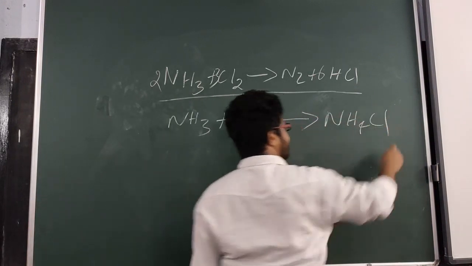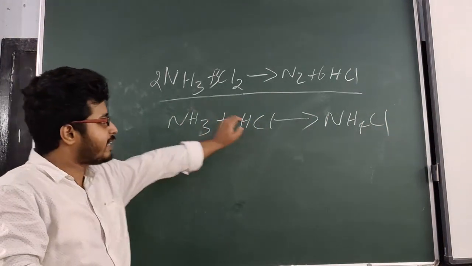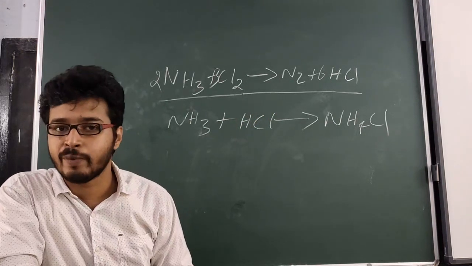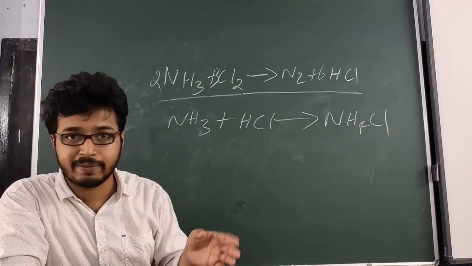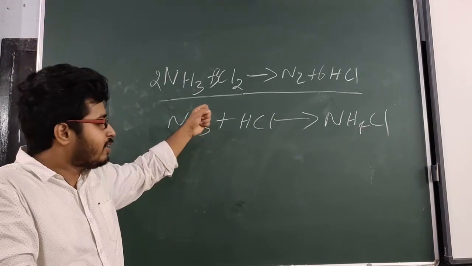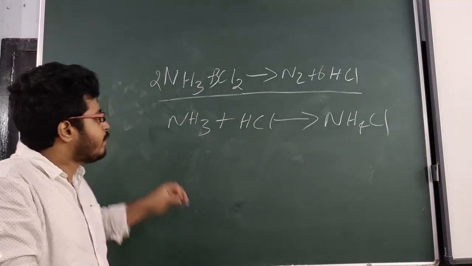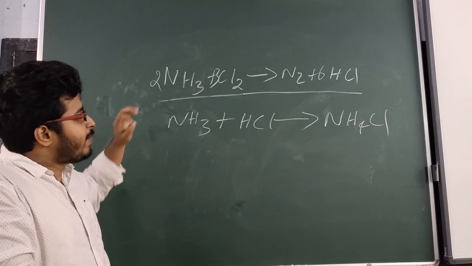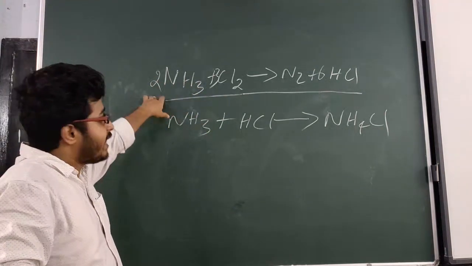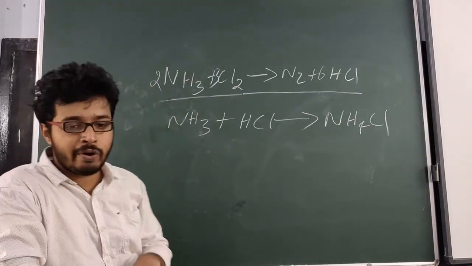I hope you remember this reaction from the HCl chapter. If NH3 and HCl react to form ammonium chloride, you can see dense white fumes of ammonium chloride. That is common for HCl as well as ammonia. Now this is the case when chlorine is in excess and ammonia is less in amount.